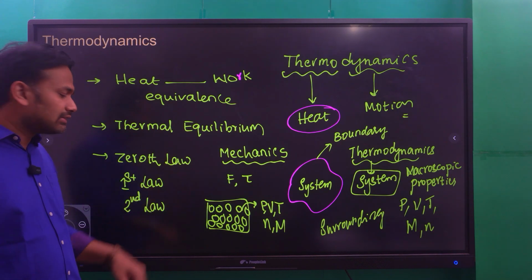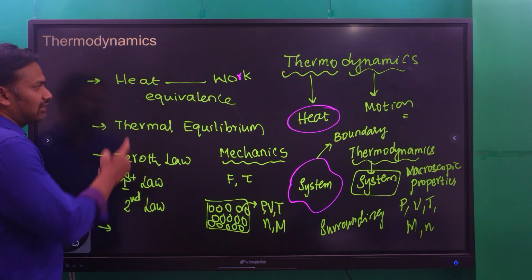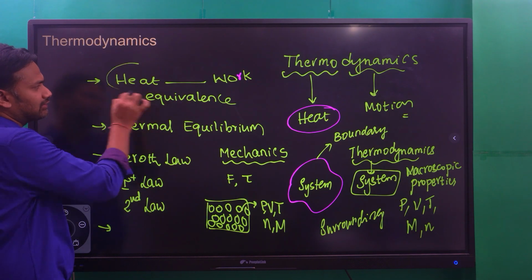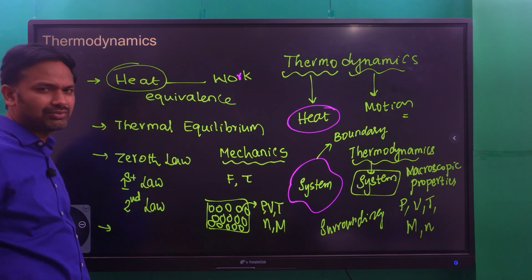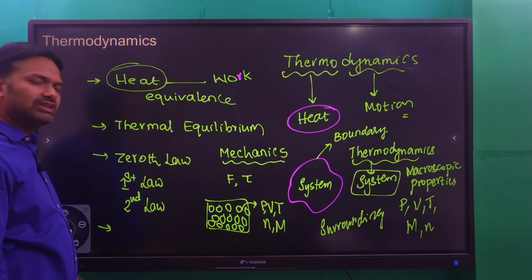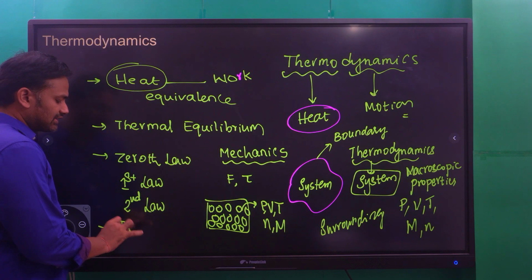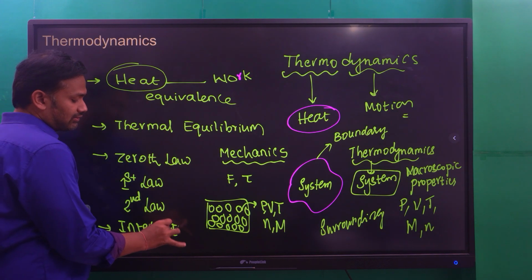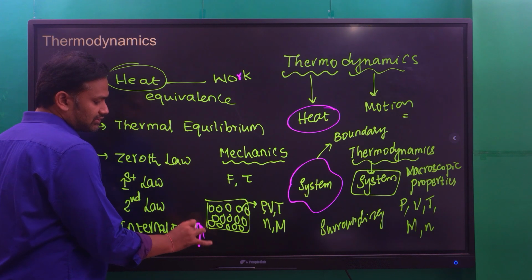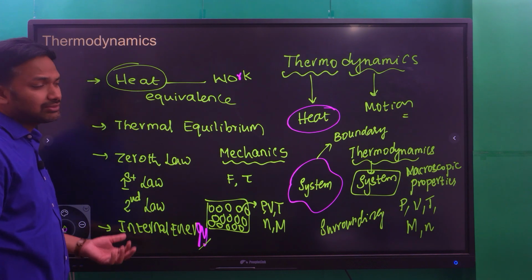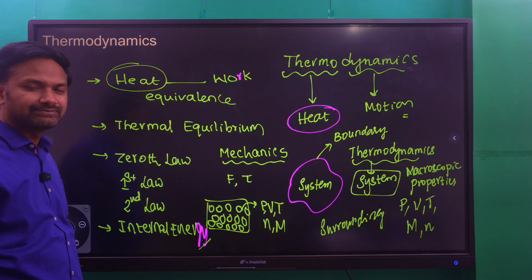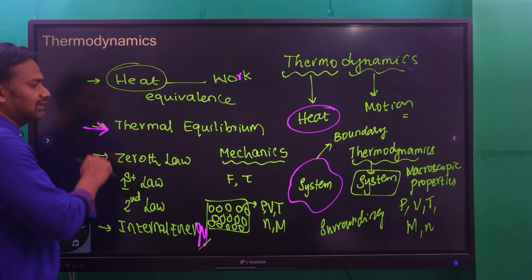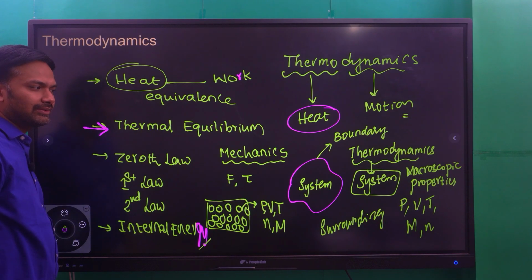There is another concept which we are going to discuss in this chapter along with heat and work. Already we have learned about heat in the chapter on thermal properties of matter. So now in this chapter we are going to learn another concept, which is internal energy. This internal energy is also another concept which we are going to discuss in this chapter. Now let us start with thermal equilibrium.